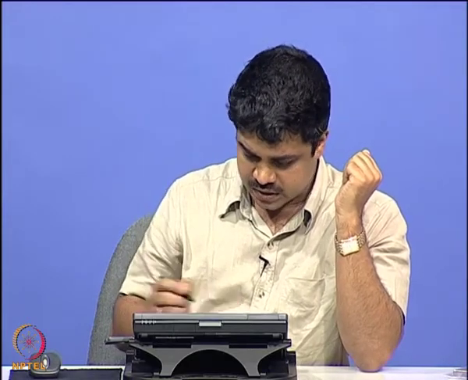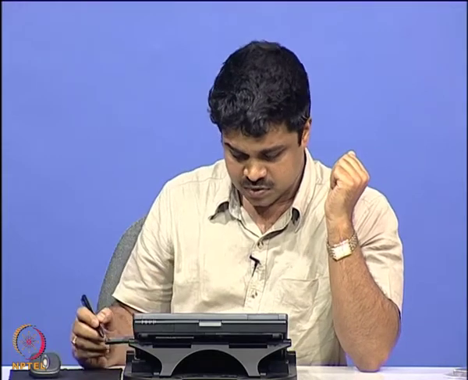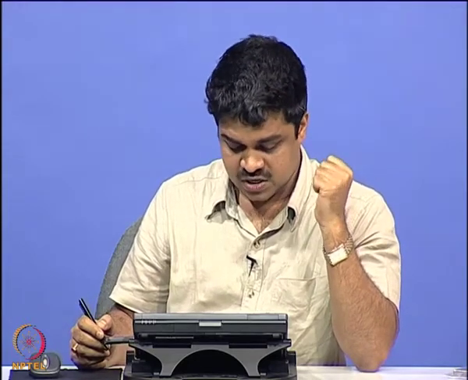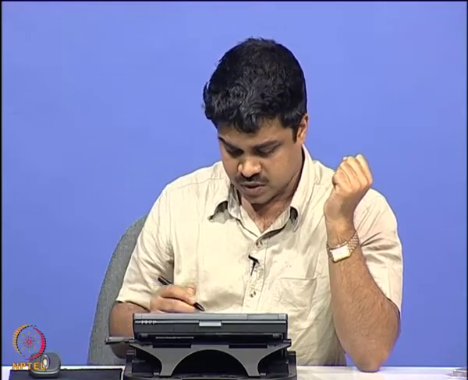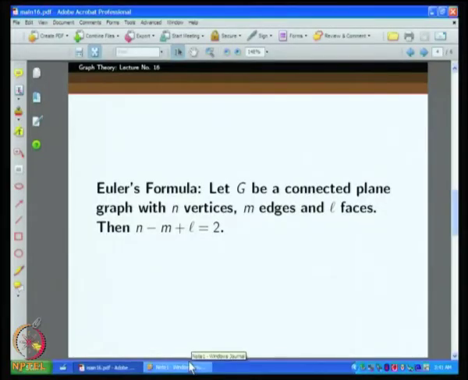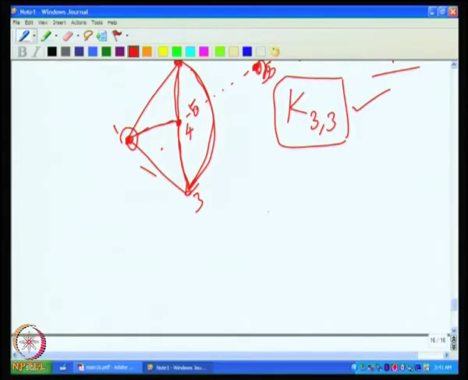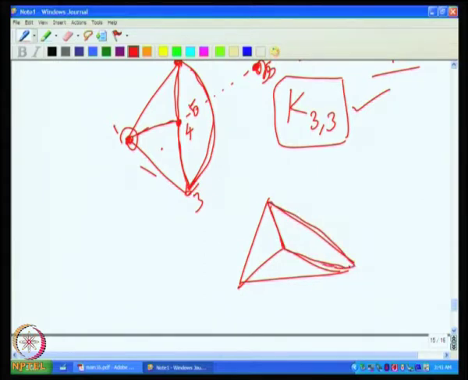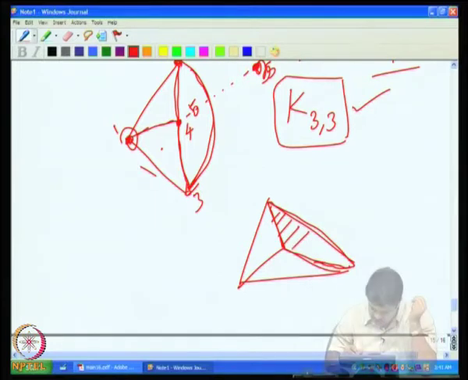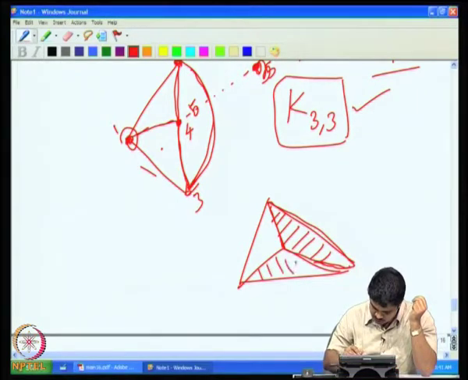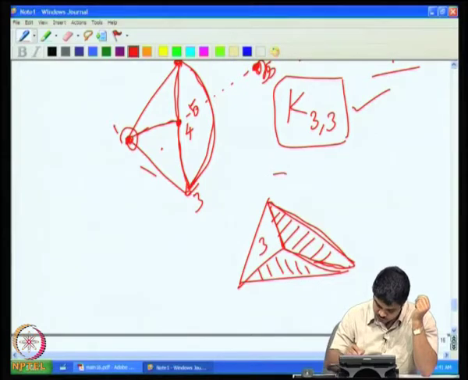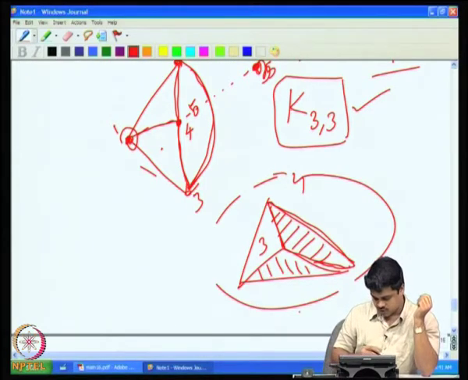So the first thing I want to consider is a famous theorem, a famous formula regarding planar graphs. It is called Euler's formula. Consider a plane graph. In a drawing like this, the maximal connected regions are called faces. These are the faces of this graph: first face, second face, third face, fourth face.